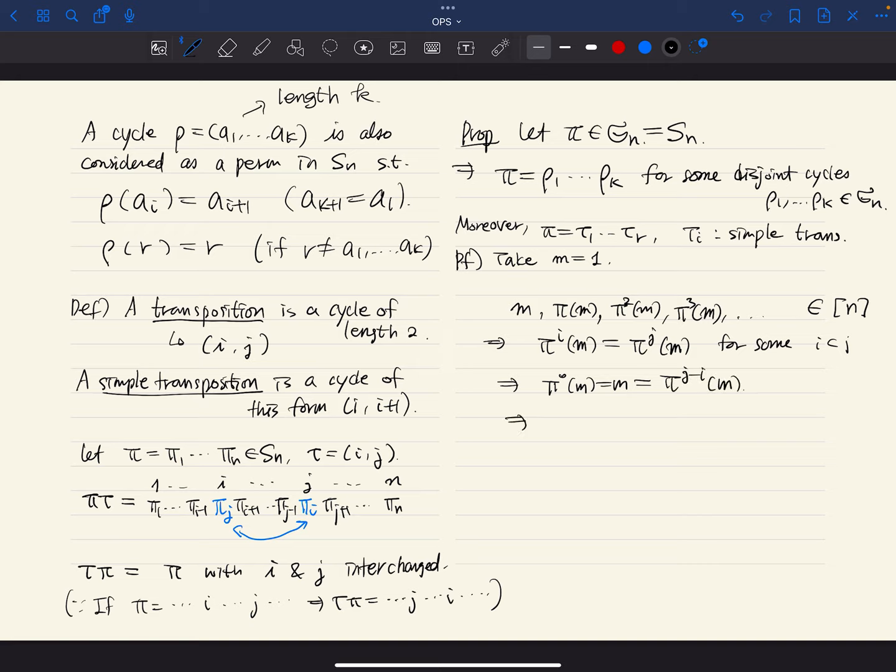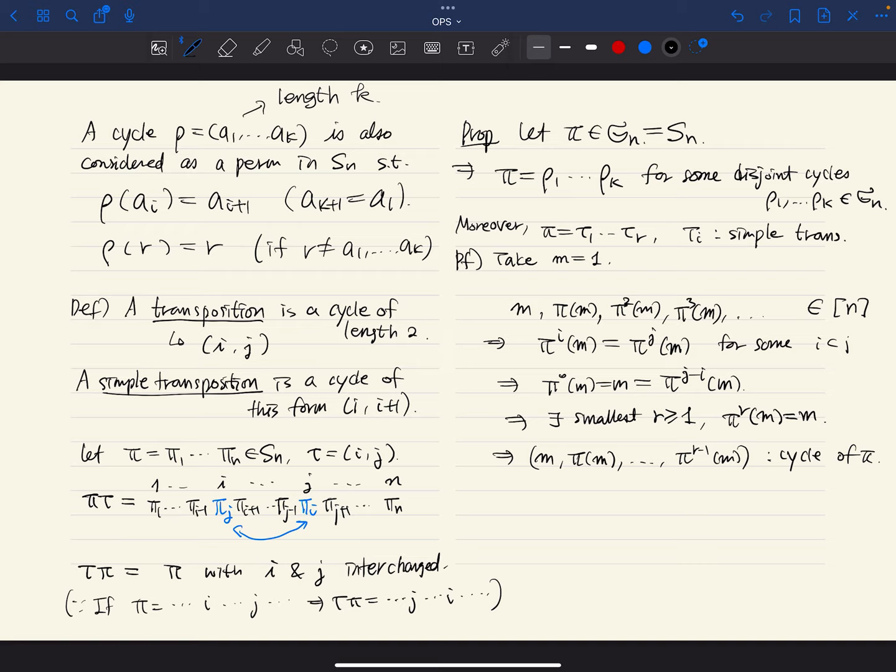So that means we can find a smallest r greater than or equal to, it could be 0. Sorry, it must be 1. Such that pi to the r of m is m. But that means this is a cycle. A cycle of length r minus 1. Sorry, length r. Cycle.